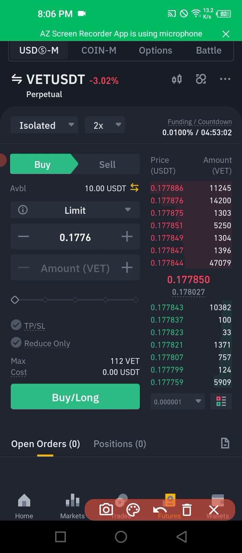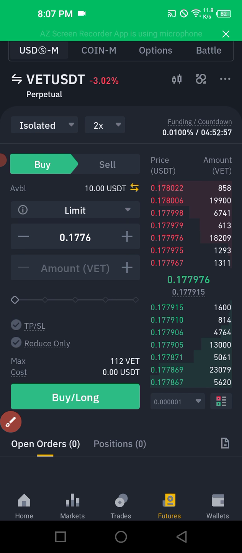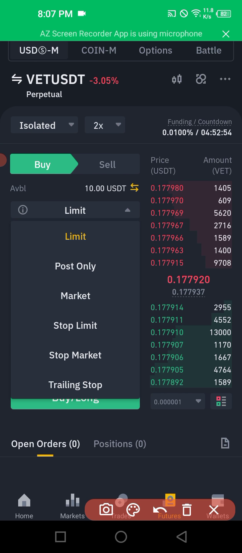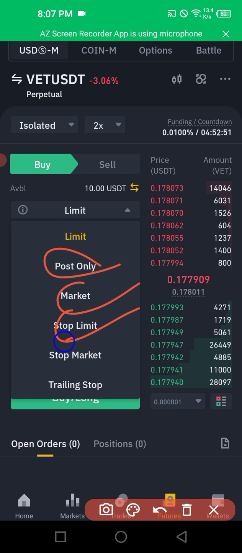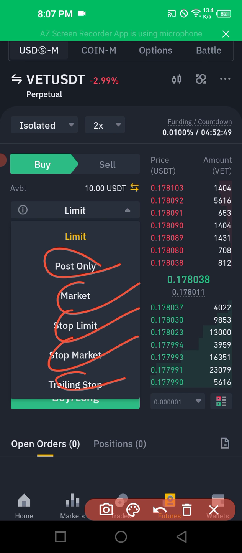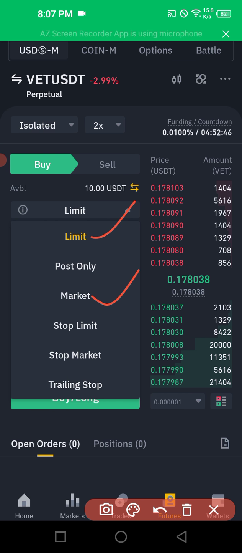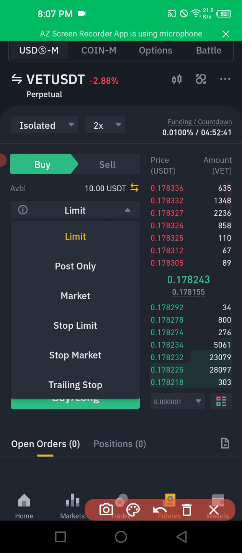Now the next part here is called limit. So this limit, if I click on it, you will see we have the post only, the market, the stop limit, the stop market, the trailing stop. Now the ones I was talking about are just the market and the limit. Let me just tell you the difference. The limit simply means that you are setting a pending order: if the market gets to this point, sell for me or buy for me. The market simply means instantly buy or sell for me. So you're telling the market that you want to enter into this trade now if you choose market.